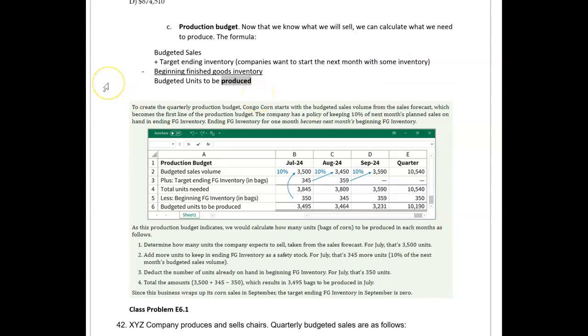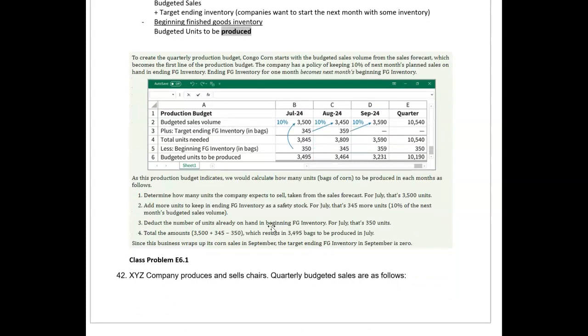So you want to remember that no company wants to start the month with nothing at all. So there's a target ending inventory. It's how much they've got to have on hand when they start out before production can catch up. I mean, they're not trying to build inventory. And then we can subtract beginning finished goods inventory. And this is the example right out of the textbook, which is pretty good.